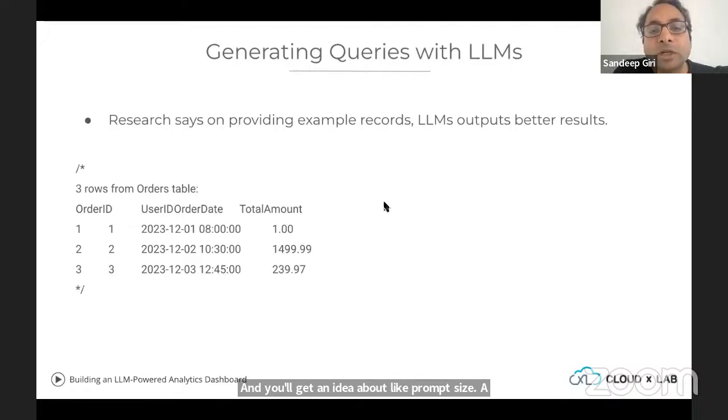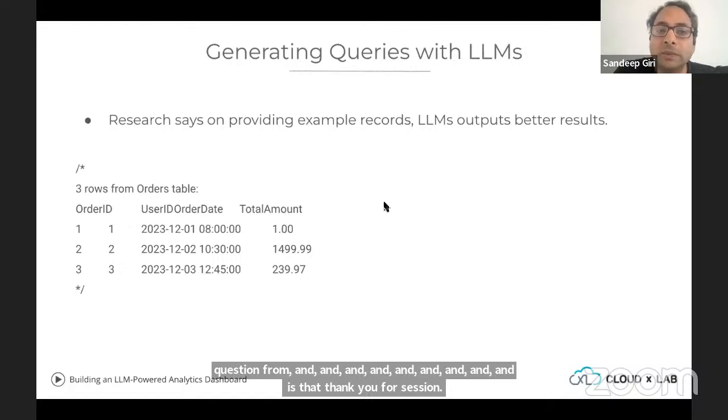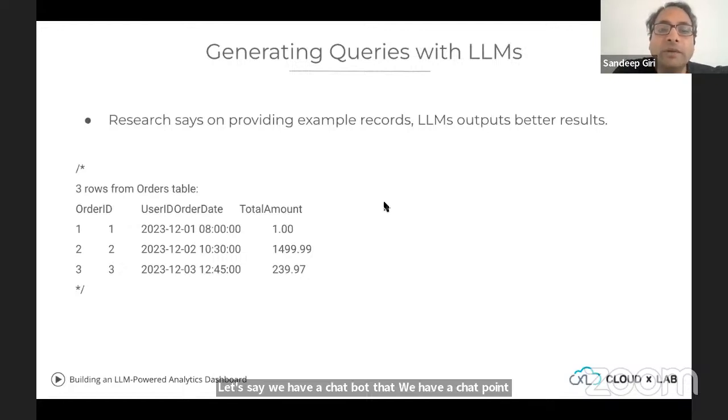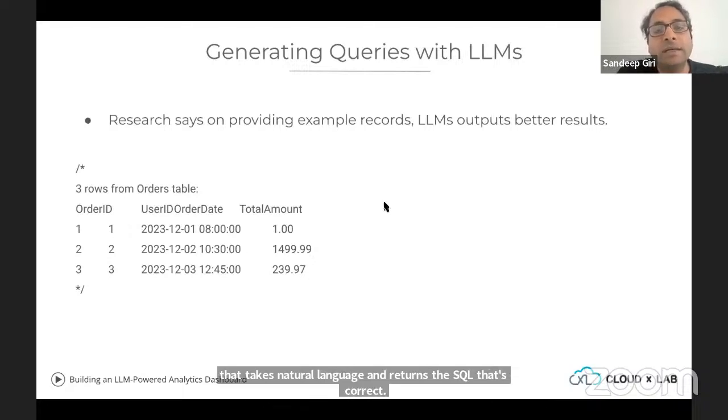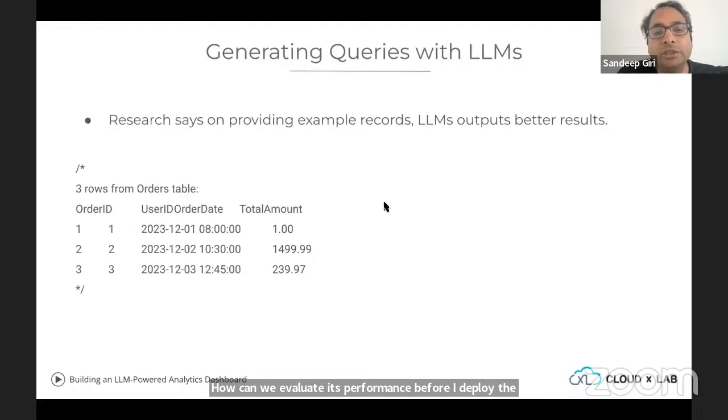A question from Prabhakaran: thank you for the session. Let's say we have a chatbot that takes natural language and returns the SQL. How can we evaluate its performance before I deploy the next version? We can't just take it as a hit when it's able to generate a syntactically correct SQL, because sometimes it can generate syntactically correct but wrong SQL for the user's question.